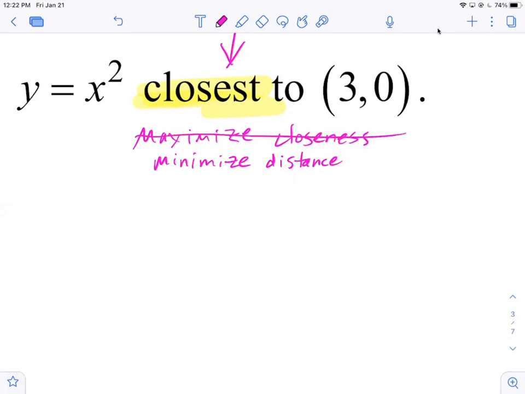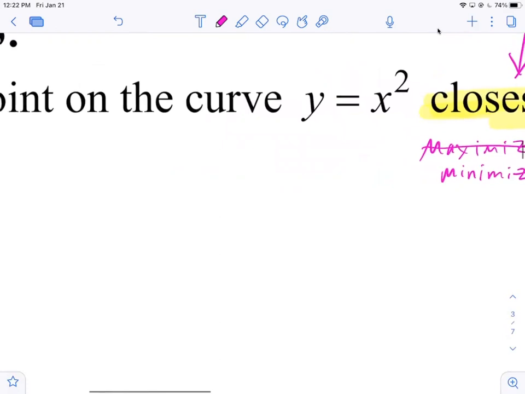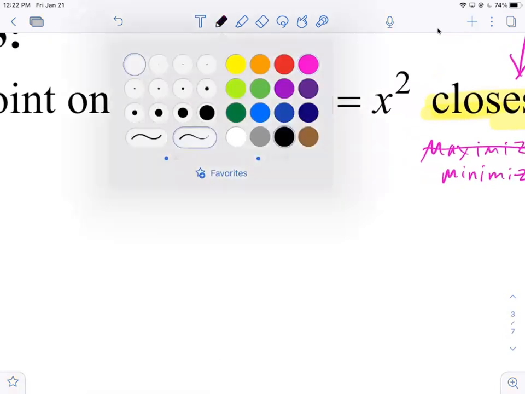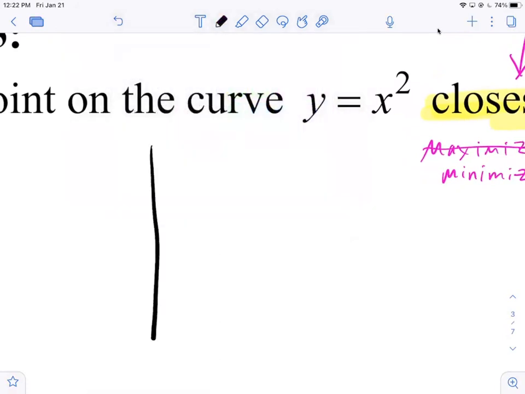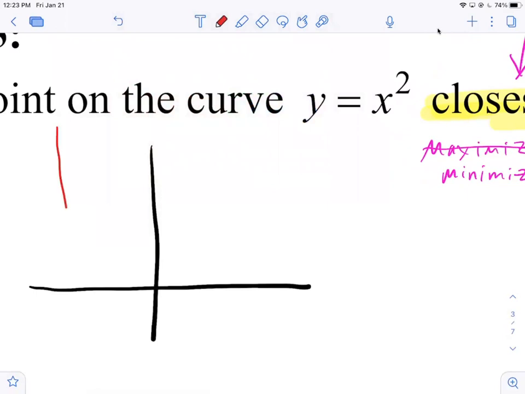All right. So now I need to minimize distance. A picture here will also help, especially since they're giving us the equation of a curve. So let's go ahead and sketch y equals x squared. How about in red? There and there. There we go. Y equals x squared.